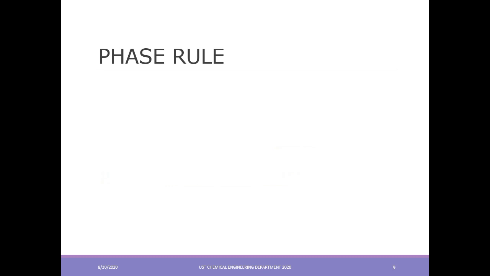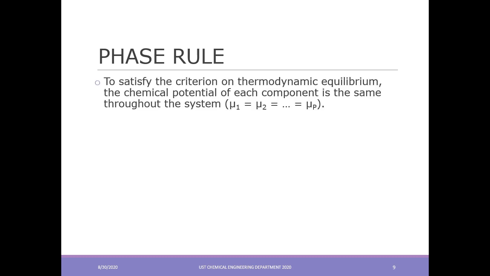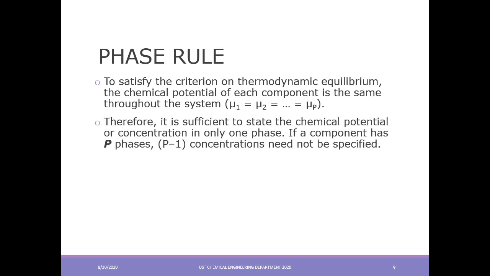Remember, we are determining the mole fractions because it is related to chemical potential. However, based on the thermodynamic equilibrium, the chemical potential of a component is just equal throughout the phases present in the system. Therefore, you only need to define one chemical potential for each component of the system, since its chemical potential will just be the same for the other phases.